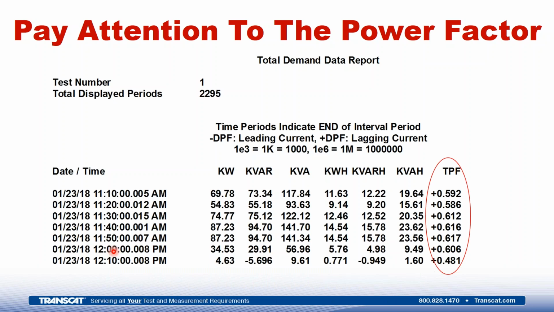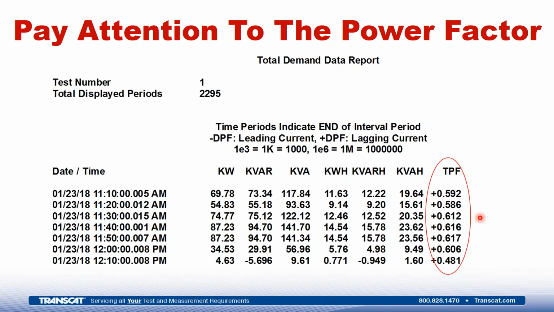What we're looking at here is the total demand report that a good power quality analyzer software can give you. You will see the KW, KVAR, KVA, and then again, of course, the total power factor. This example here was on average, as you can see, about 0.6, which is not good. Anything above 0.9 is good. Anything under 0.8, you're getting pretty hairy.